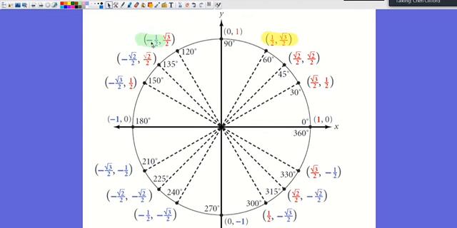Same thing here. This yellow is related to this green by changing the x value to negative. Same goes here. This yellow is related to this green by changing both the x value and y values. Same logic goes for there, and there. Changing both the x and y values to negatives.